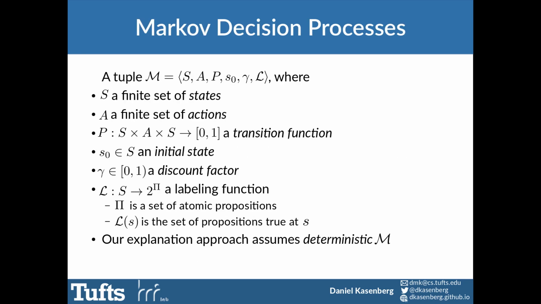We're going to assume an agent operating in a Markov decision process, or MDP, which consists of a finite set of states, a finite set of actions, a probabilistic transition function, an initial state, a discount factor, and in our case, a labeling function which maps each MDP state S to a set of atomic propositions true at S. Our explanation approach will assume a deterministic environment.